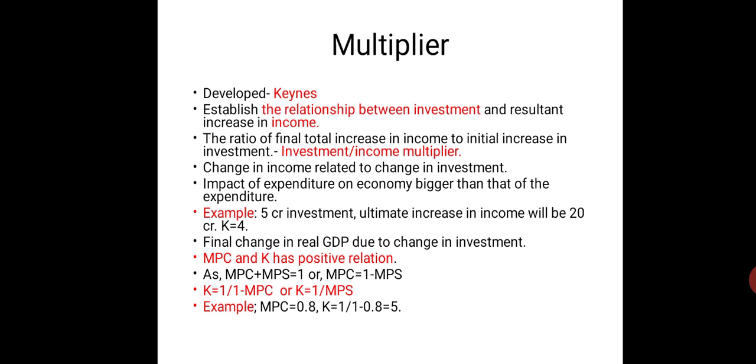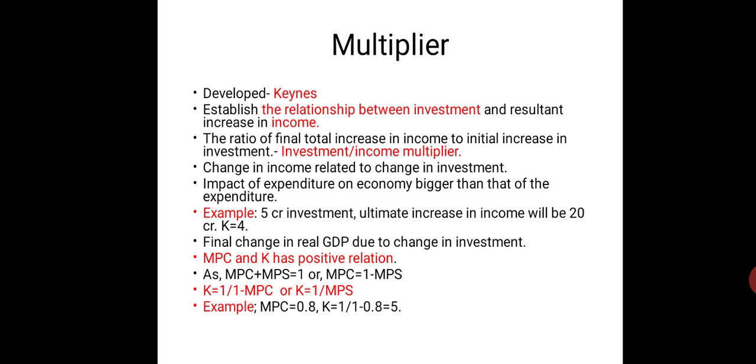Suppose I am investing, just like the example in the slideshow, 5 crore. It is not necessary that the increase in income resulting from the investment is just 5 crore. The ultimate increase in income will be 20 crore. That means that 5 crore has multiplied itself 4 times, and the ultimate increase in income is 20 crore, right? That is 20 divided by 5, which is what we denote as k. Multiplier is denoted by k.